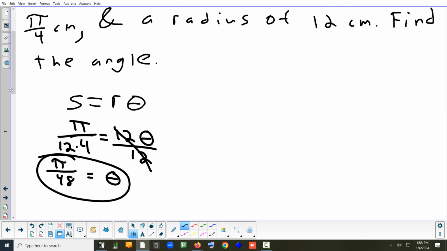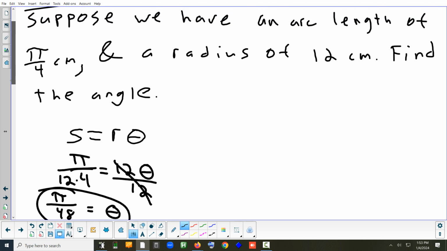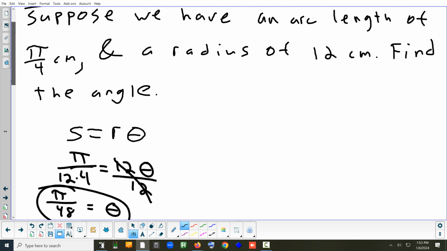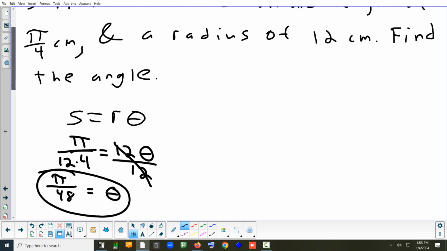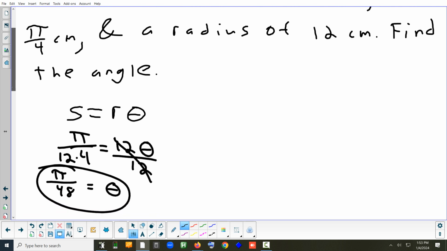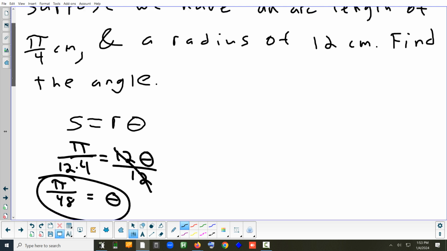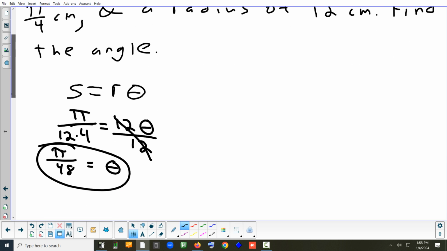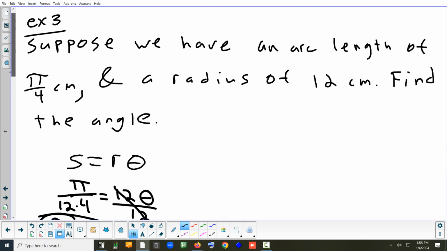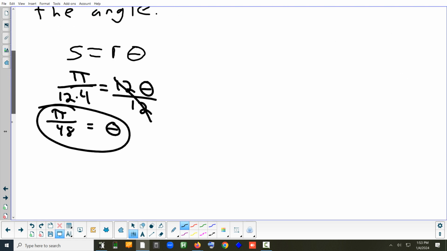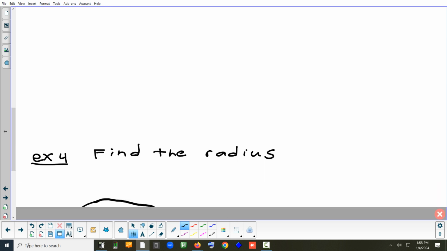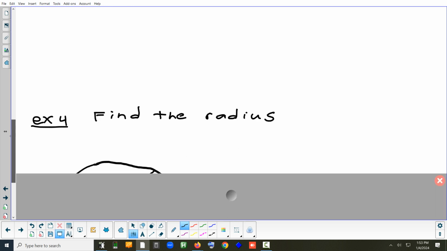Okay, so any question on that? So if it wants the exact number, it's going to say it in the problem on the test. Yeah, it'll say find the exact answer, or it'll say round to 2 decimal places. This one didn't say. All right, so we've solved for S, we've solved for theta. Let's try one where we solve for R.